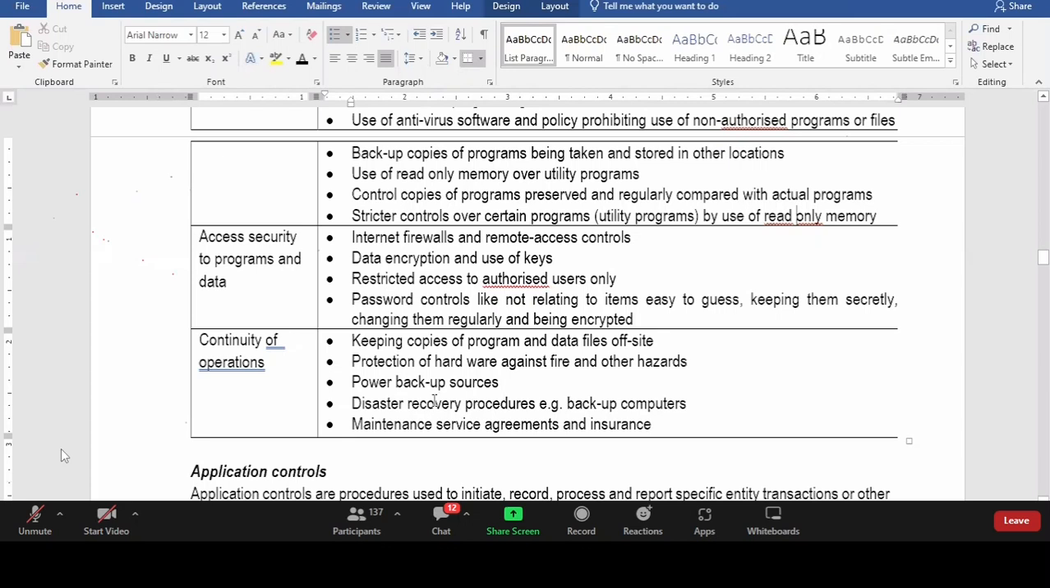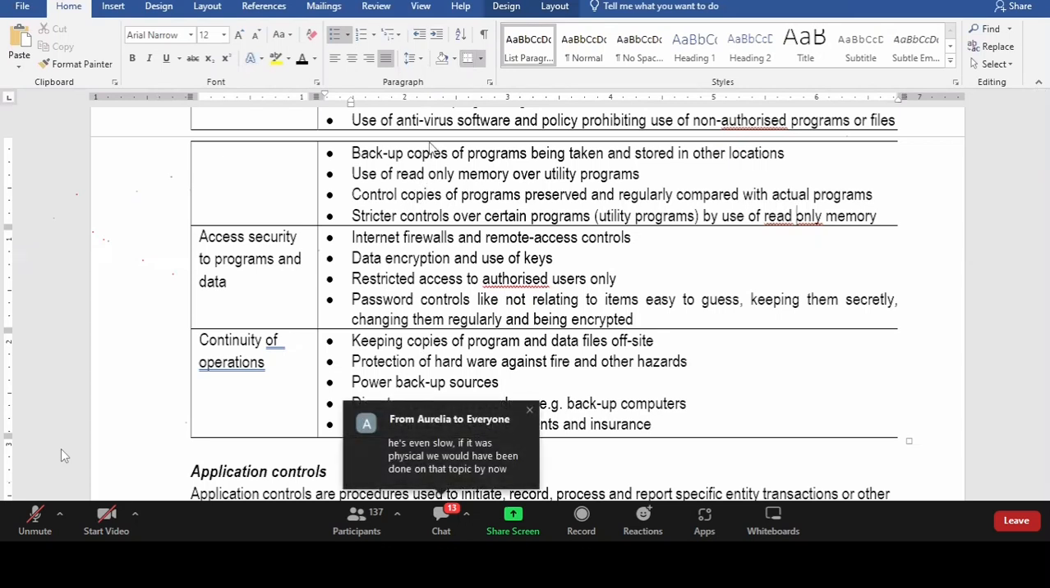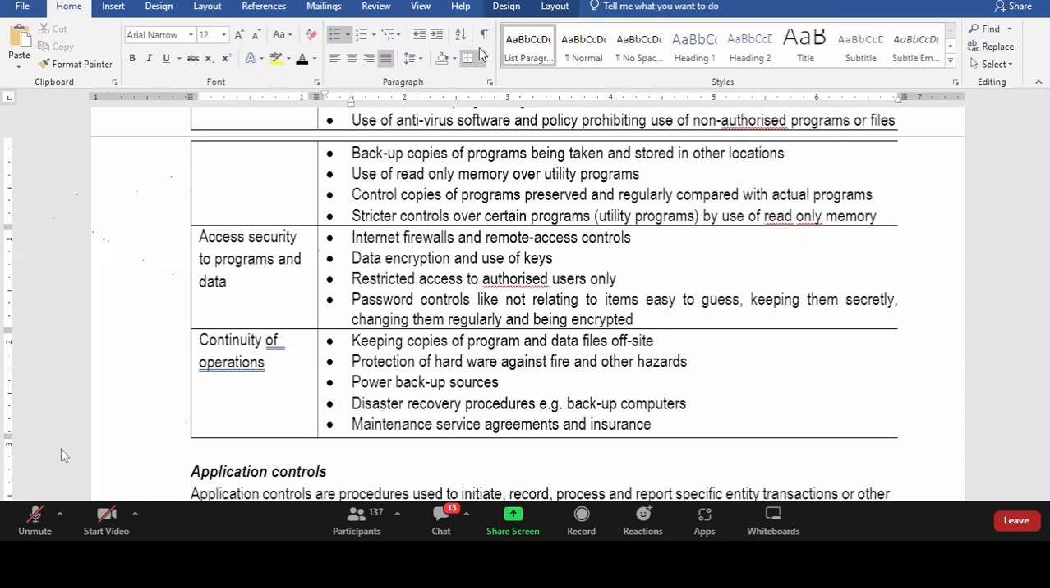So basically revision. What is this one saying? You are too speedy. I'm actually very slow.